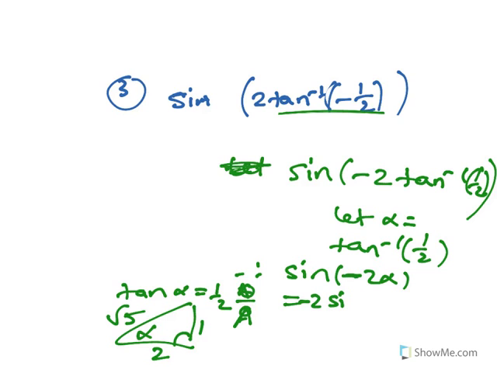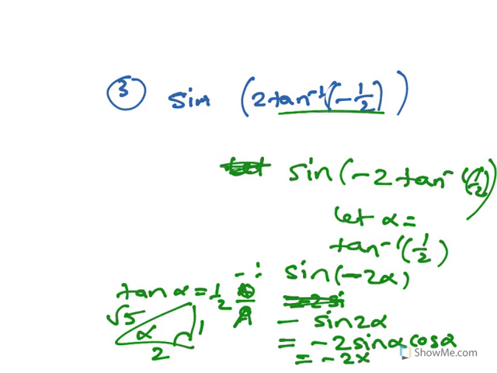Actually, you can take that minus out the front. So it's minus sine 2 alpha, which is minus 2 sine alpha cos alpha, which is minus 2 times sine alpha, 1 on root 5, times cos alpha, 2 on root 5. So it ends up being minus 4 on 5. That's what I get as my answer.